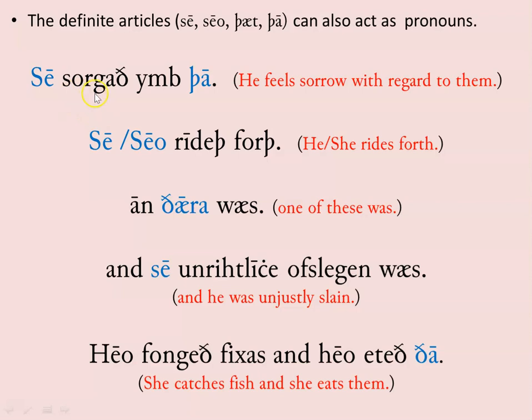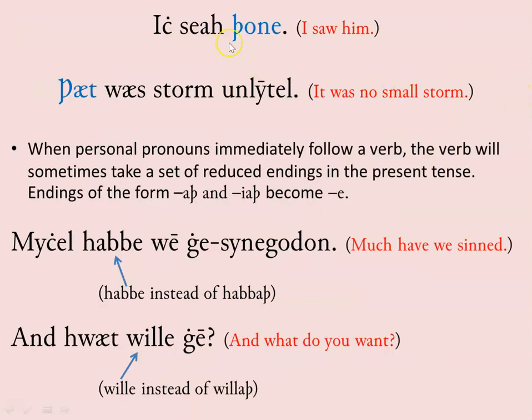Just up here, sarchath tha. So he feels sorrow for them. Right, ich sech tonna, I saw him. Masculine here in the accusative. Thona, which is masculine in the accusative, hence him. So we know it's I saw him and I didn't see her. I saw him. Thona is masculine accusative. That was storm unlutel. It was no small storm. That, in this case, being it.